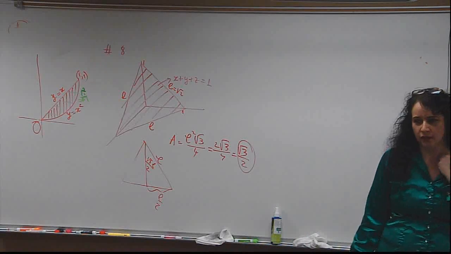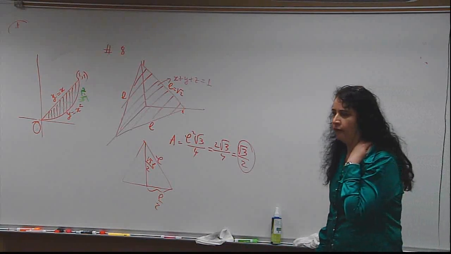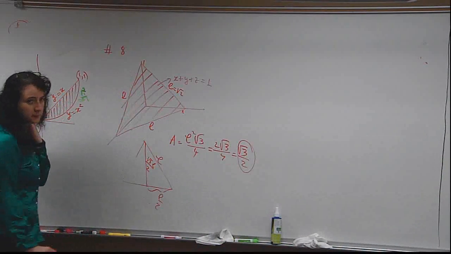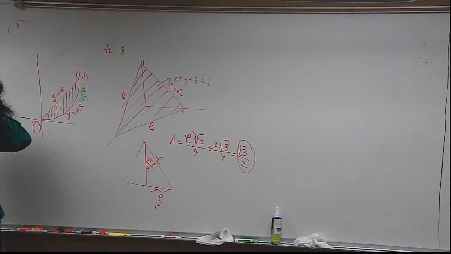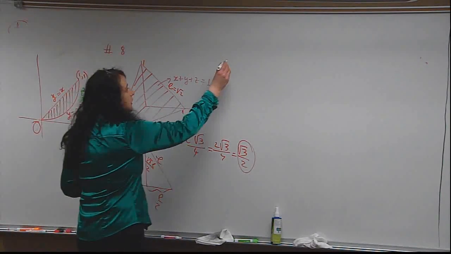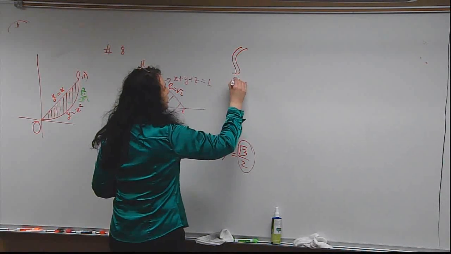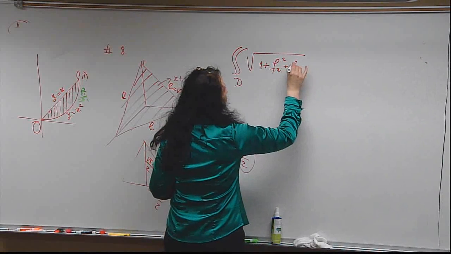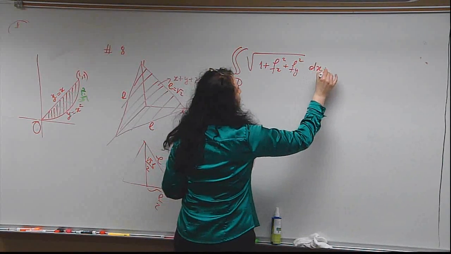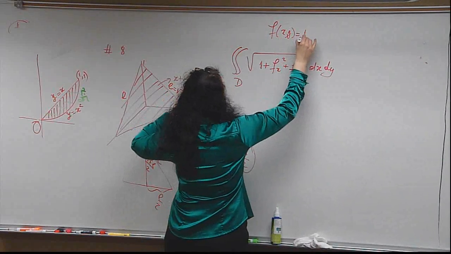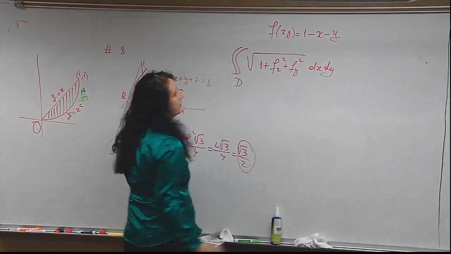the formula of the surface area, find me the area of the triangular surface in the picture. And in that case, what do I need to do? We need to know a formula, which says double integral over the domain D, square root of 1 plus f sub x squared plus f sub y squared dx dy, where f is easy to pull out from here, 1 minus x minus y.